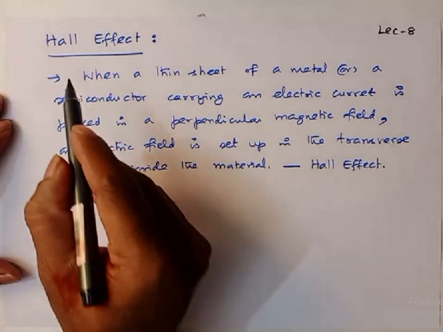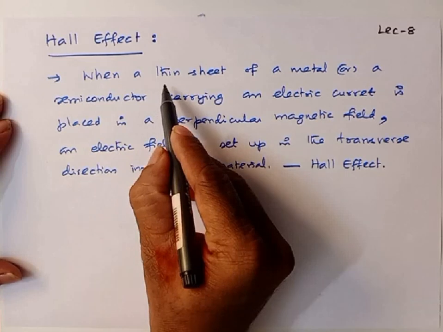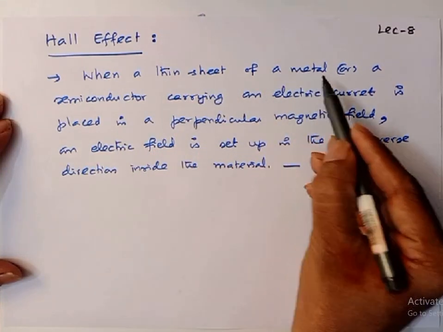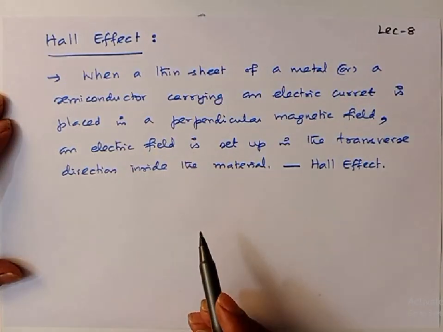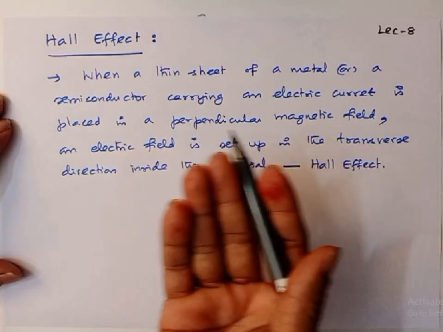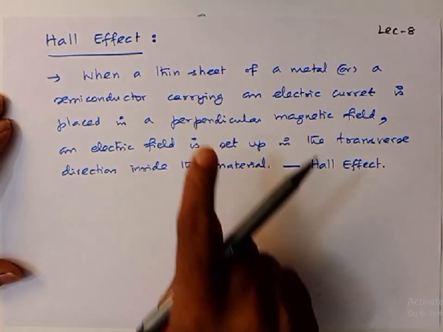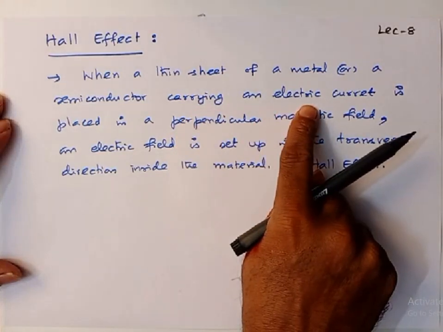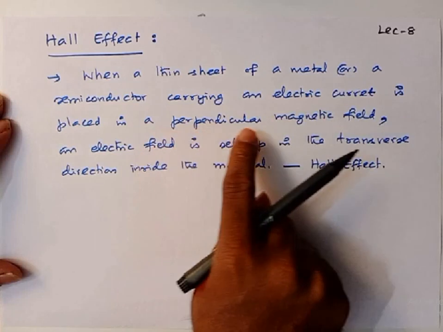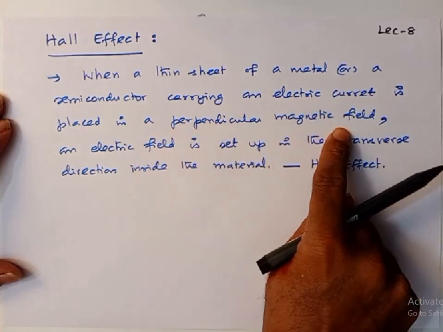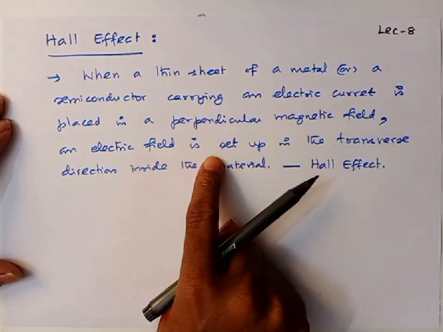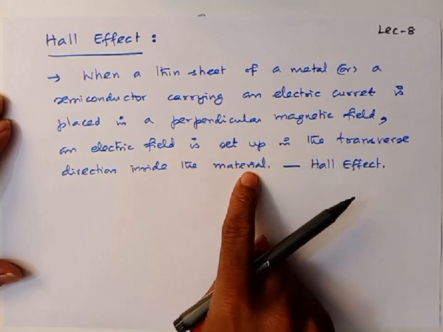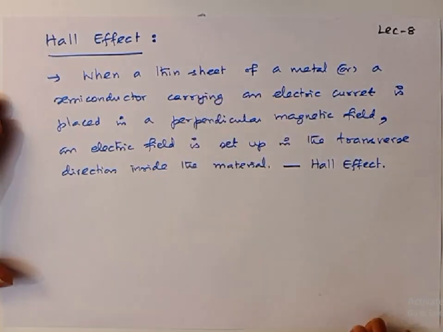Okay, what is Hall effect? When a thin sheet of a conductor, metal or a semiconductor, carrying an electric current is placed in a perpendicular magnetic field, an electric field is set up in the transverse direction inside the material. This is what we call the Hall effect.